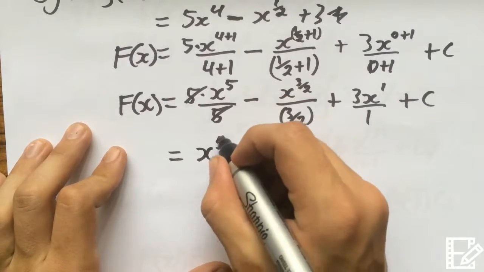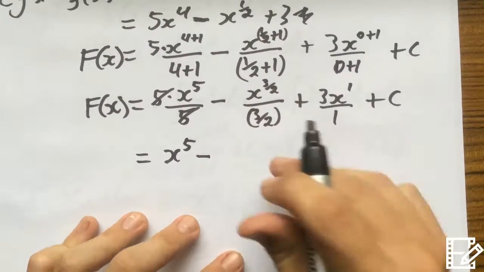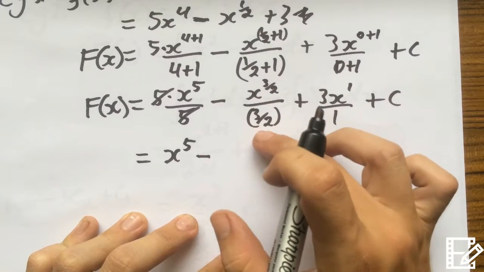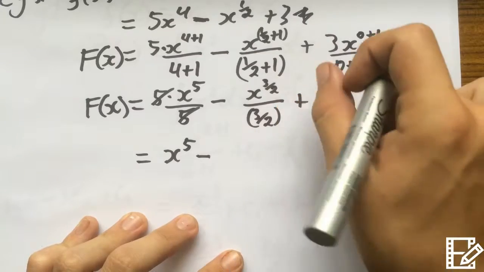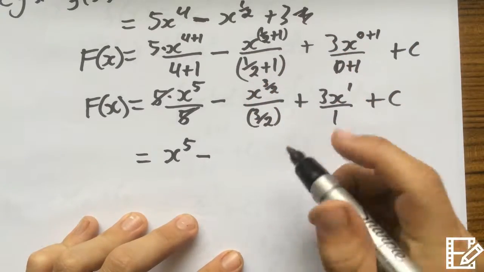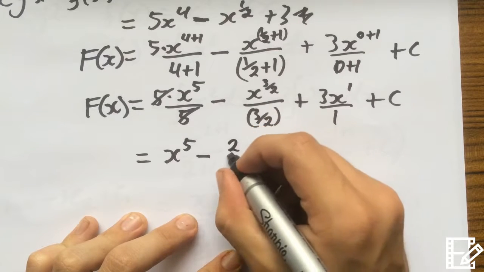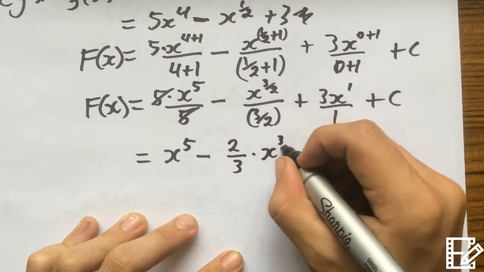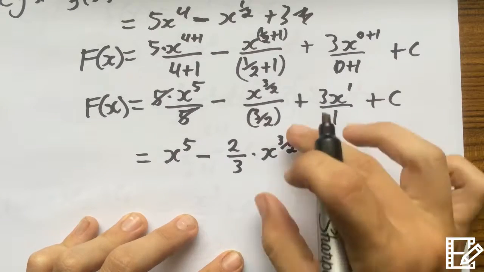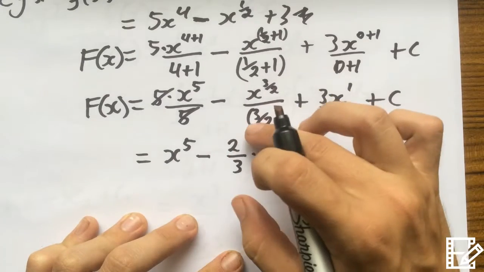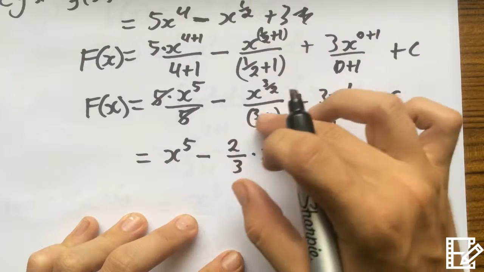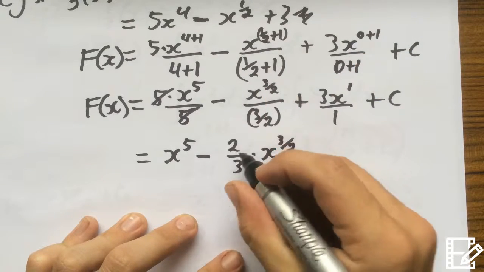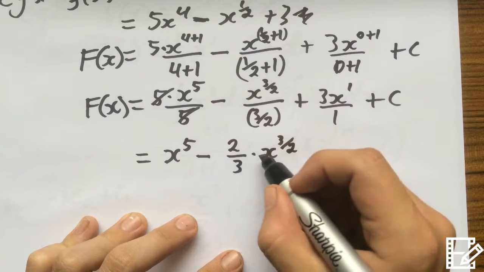This just leaves x to the power of 5 minus, well, we have a fraction within a fraction. If it's on the bottom, what we're going to do is flip it and multiply it back on. That's how it works. So we're going to have 2 over 3 multiplied by x to the power of 3 on 2. See what we did there? We have 3 over 2, but to not have it in that state, we have to bring it out, flip it, and multiply it back in, which is what we've done.